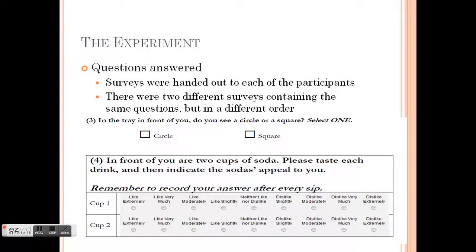Each participant was handed a survey. There were two different surveys containing the same questions but in a different order. On this survey, participants were asked to indicate their familiarity with the sodas, their gender, and how often they drink caffeinated drinks. For each taste test, the surveys asked the students to rank their preference on each soda. An example of the question is on this slide.